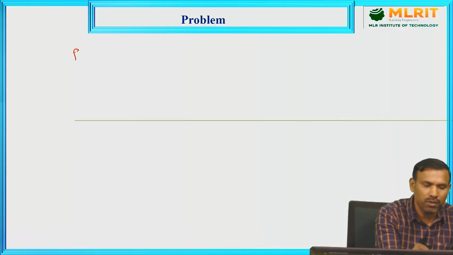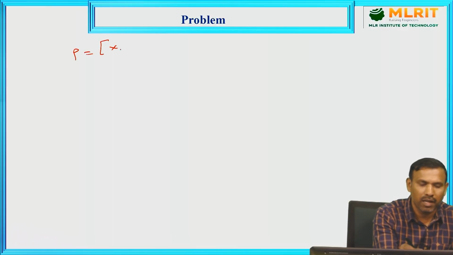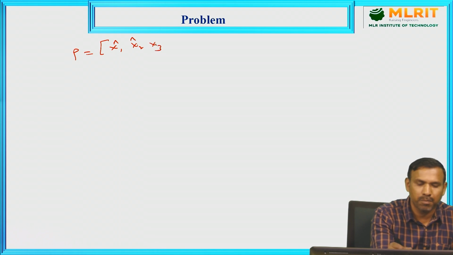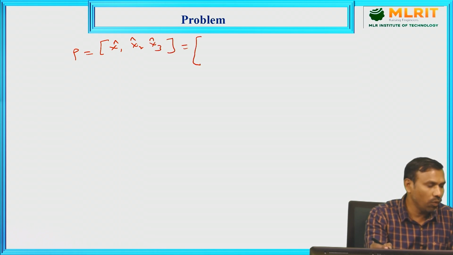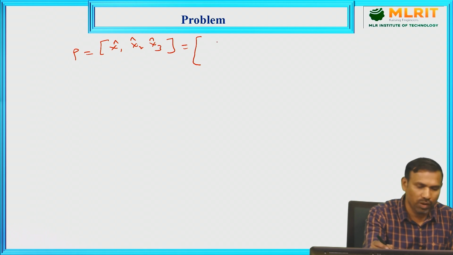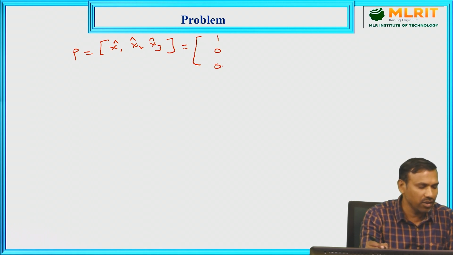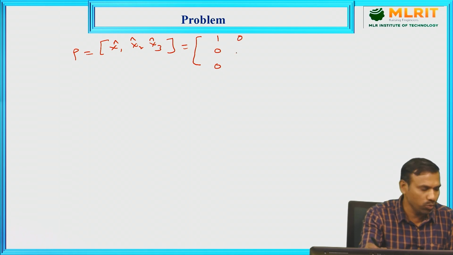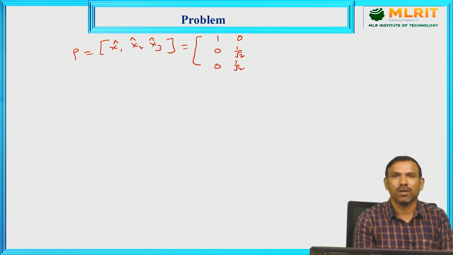P is equal to, again I am writing here, x1 cap, x2 cap, x3 cap, that is equal to first eigenvector 1 divided by 1 only. So, 1 0 0, 1 divided by 1, 0 divided by 1, 0. Second eigenvector divided by root 2, 0 by root 2, 1 by root 2 and 1 by root 2. Second eigenvector, each value divided with norm.